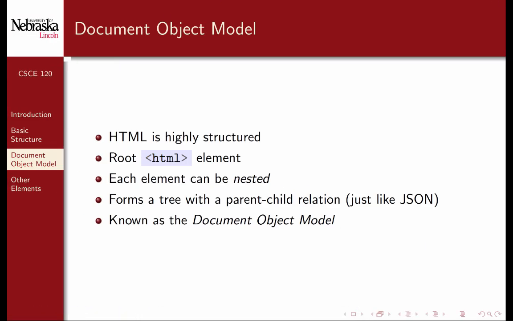HTML is highly structured. Again, we had the root HTML element, containing all of the other elements and content of the document. In addition, each element can be nested. This forms a tree data structure with a parent-child relationship. This is very similar to the JSON data formatting that we used before. This is known as the document object model.